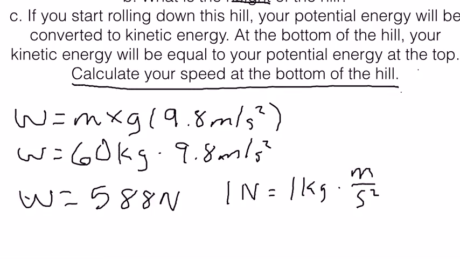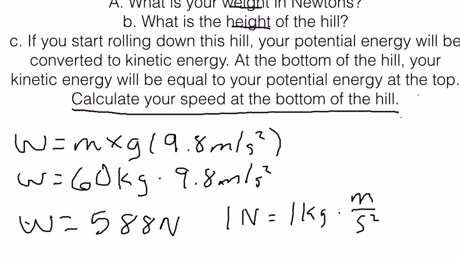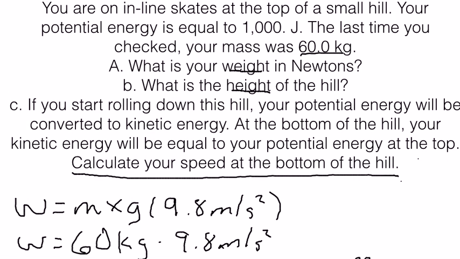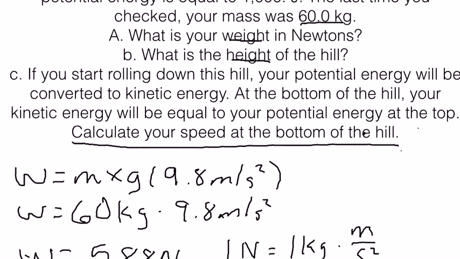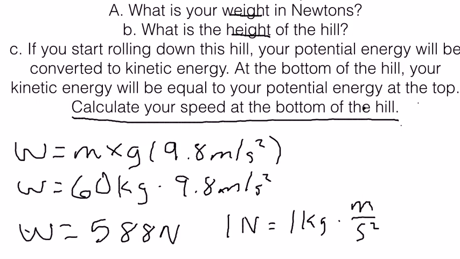Now let's move on to question B. It asks, what is the height at the top of the hill? So it says that we're on inline skates at the top of the small hill, and our potential energy is 1,000 joules. So in order to solve for height, we need to find a formula, or think of a formula, that involves height, and then would provide us with potential energy and with mass, or weight in this case, since we've already solved for it.